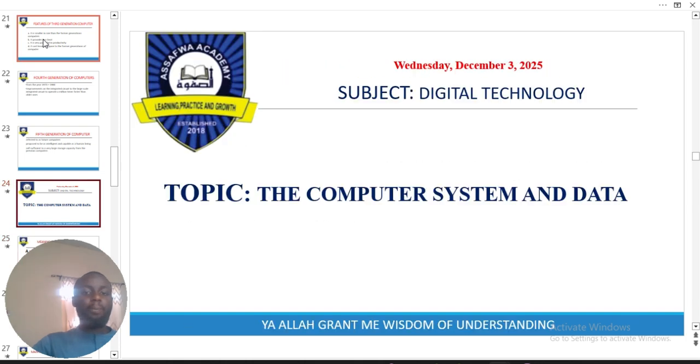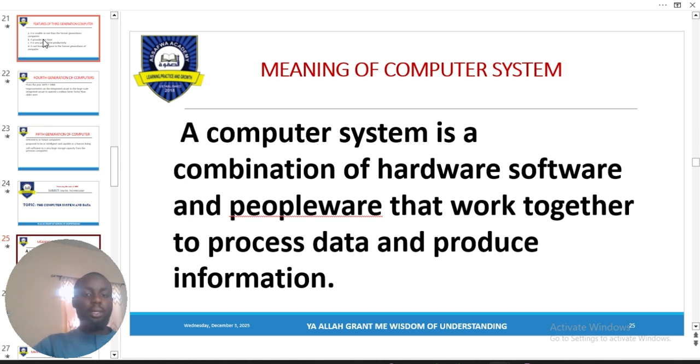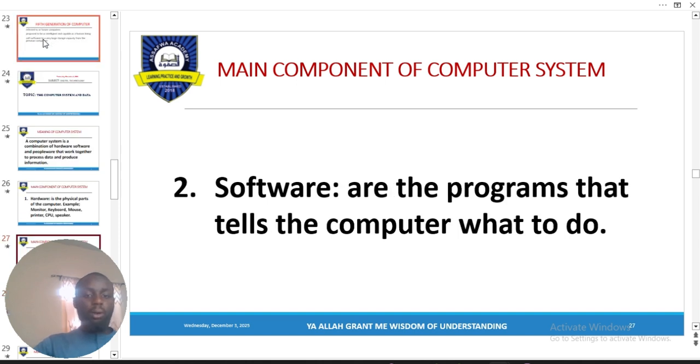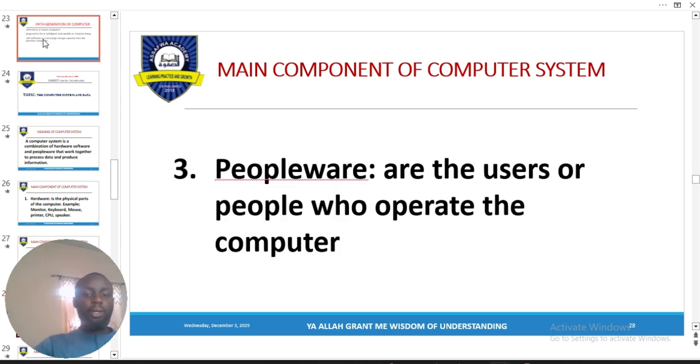And we have the next topic, which is the computer system and data. So a computer system is a combination of hardware, software, and peopleware that work together to process data and produce information. So the main components of a computer system, we have the first one, which is the hardware. So the hardware is the physical part of the computer. For example, we have the monitor, keyboard, mouse, printer, CPU, and speaker. And then the second one, which is the software, are the programs that tell the computer what to do. So the third one, we have the peopleware. So these are the people that make use of the computer or operate the computer.